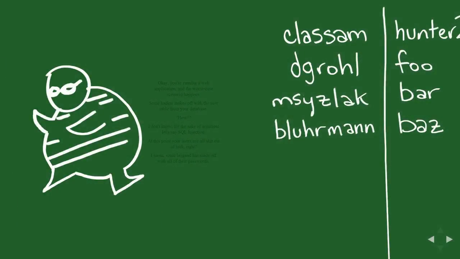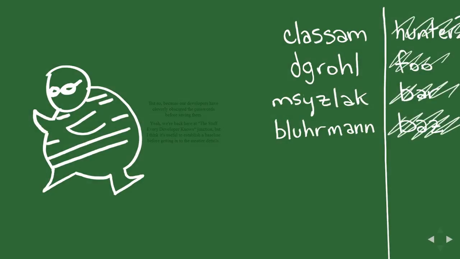Okay, so you're running a web application, and the worst case scenario happens. Some hacker makes off with the user table from your database. How? I don't know. For the sake of argument, let's say SQL injection. At this point, your users are all out of luck, right? I mean, some brigand has made off with all of their passwords. Well, most of you in the crowd know. No, because our developers have cleverly obscured the passwords before saving them.